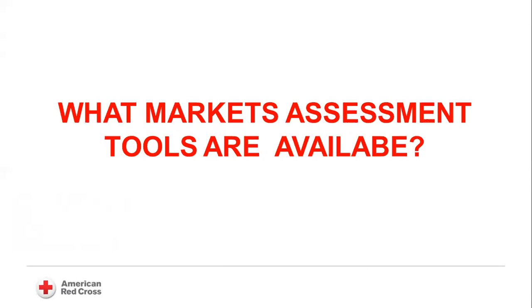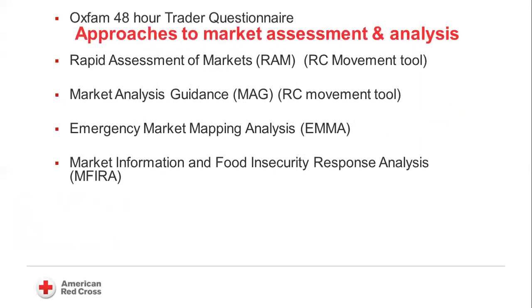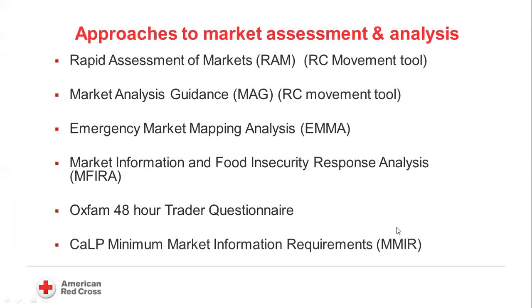This will be the last thing we cover in today's market session. In terms of market tools, there are a lot of them available. In this session, I'm mainly just going to talk about the RAM and the MAG, which are Red Cross movement tools. But for all of these other tools, you can go online, and there's a lot of resources to talk you through them. The EMA, for example, the Emergency Market Mapping Analysis, has a dedicated website where you can download the entire EMA toolkit. It also has tabs on when they're having trainings on EMA, and it's quite comprehensive, and walks you step by step through this type of analysis.